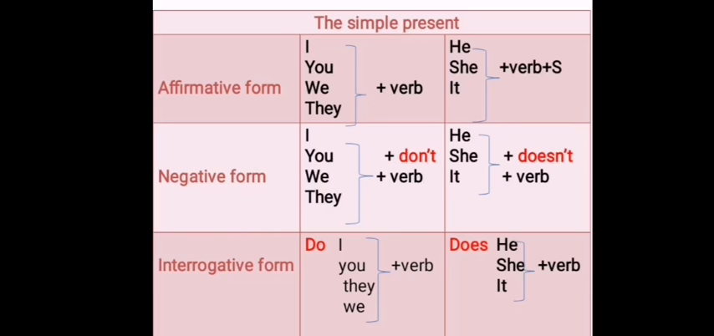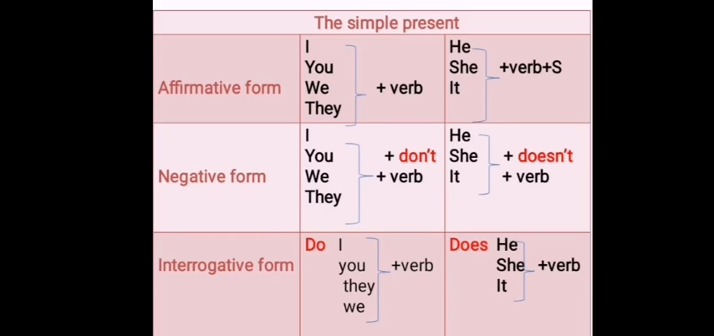Let's have another example. "They play." "Do they play?" Now, we said here does plus he, she, it plus verb. "He plays." This is in the affirmative form. Now, in the interrogative form, the sentence becomes "does he play?" Okay, this is a question now. "Does he play?" "She plays." Now, in the interrogative form, it becomes "does she play?"